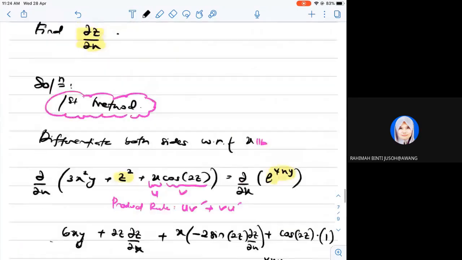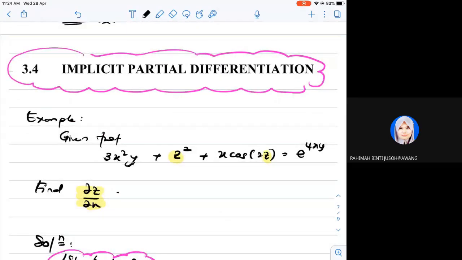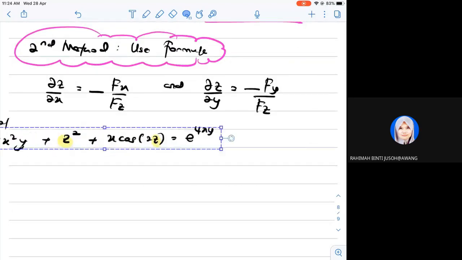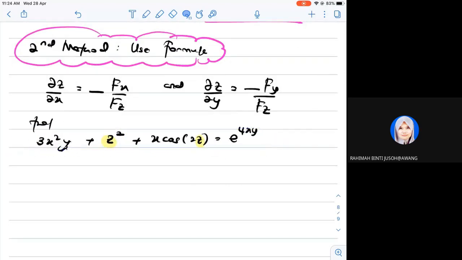Okay, now kita buat balik soalan yang sama ni. Saya copy. Paste. Okay, ni soalan kita. So now saya nak guna formula.